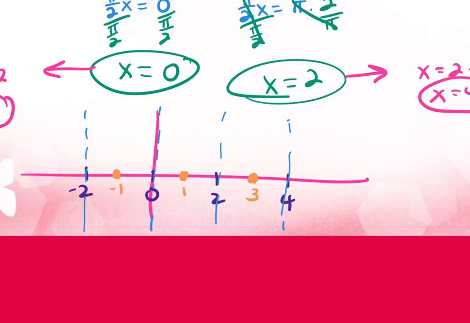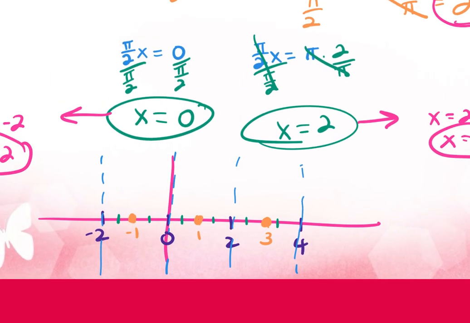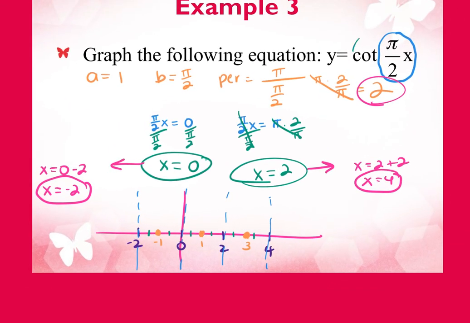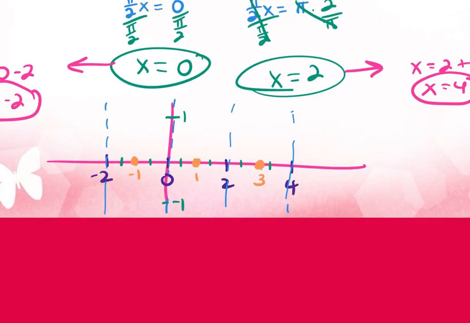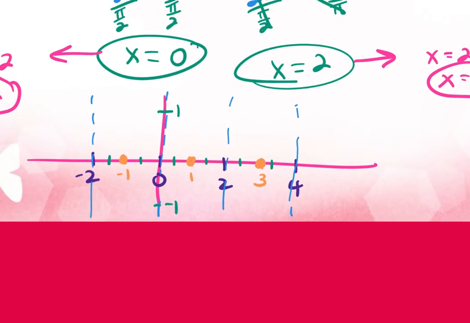Then we're going to eyeball the quarter and the 3/4. And we're going to mark A on our vertical axis, which is still 1. And then because it's cotangent, we want to, at the quarter point, go up to 1. And at the 3/4 point, go down to -1. So the shape of our cotangent curve starts up on the left and falls on the right.